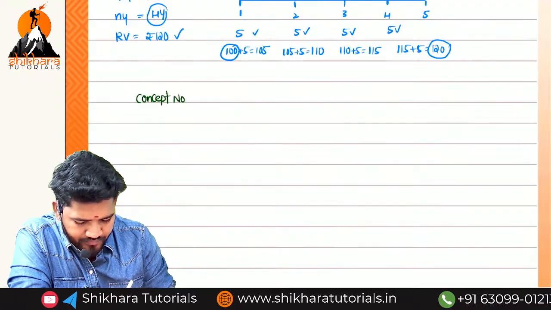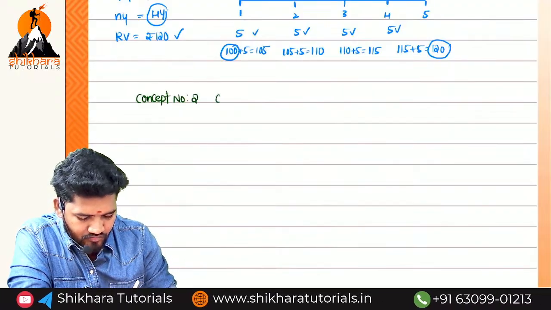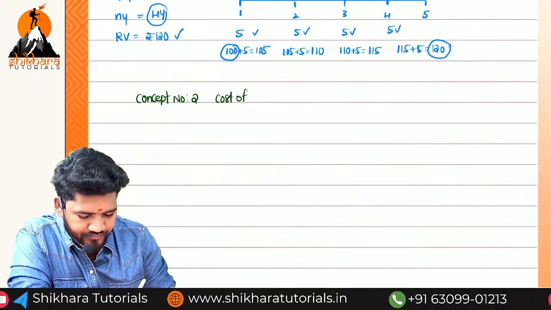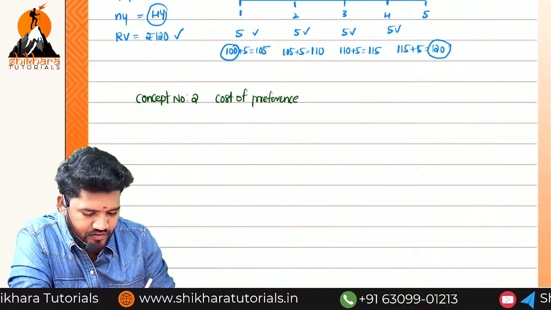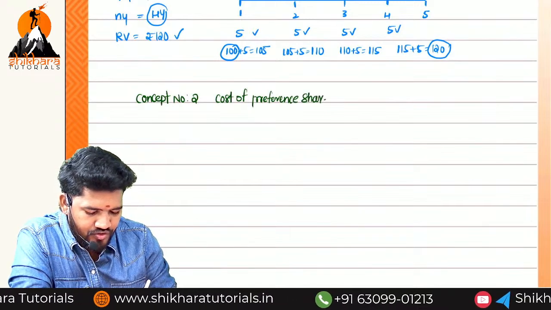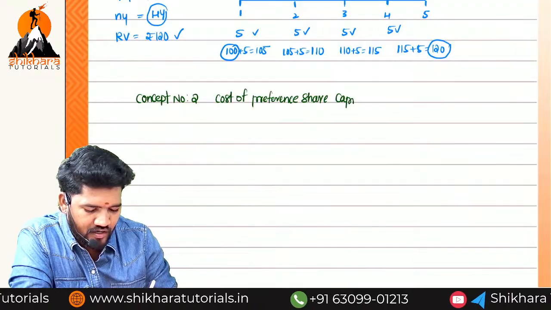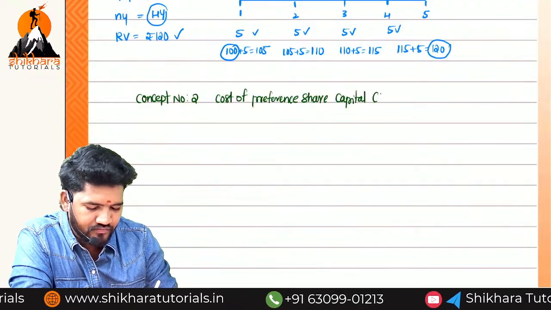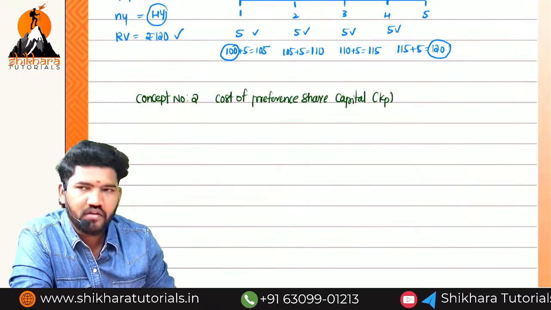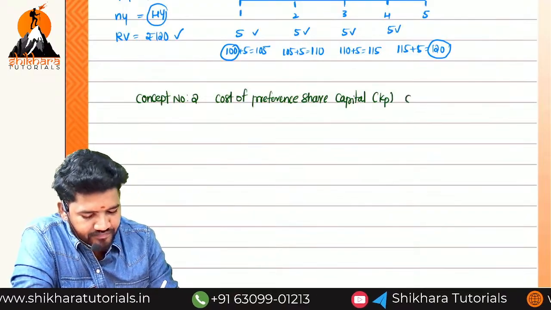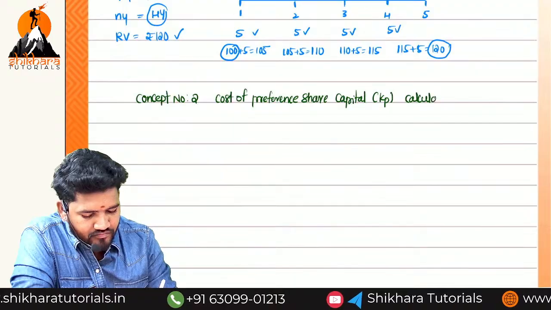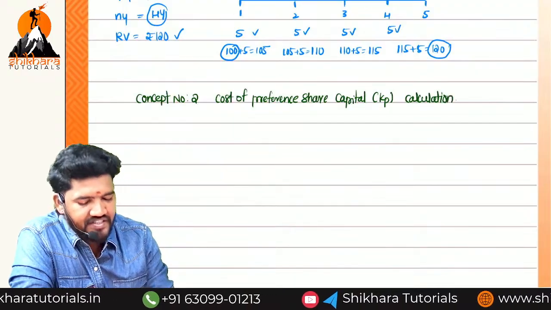Concept number 2, cost of preference share capital. Denoted with what? KP. So, cost of preference share capital calculation. Nothing is changed.